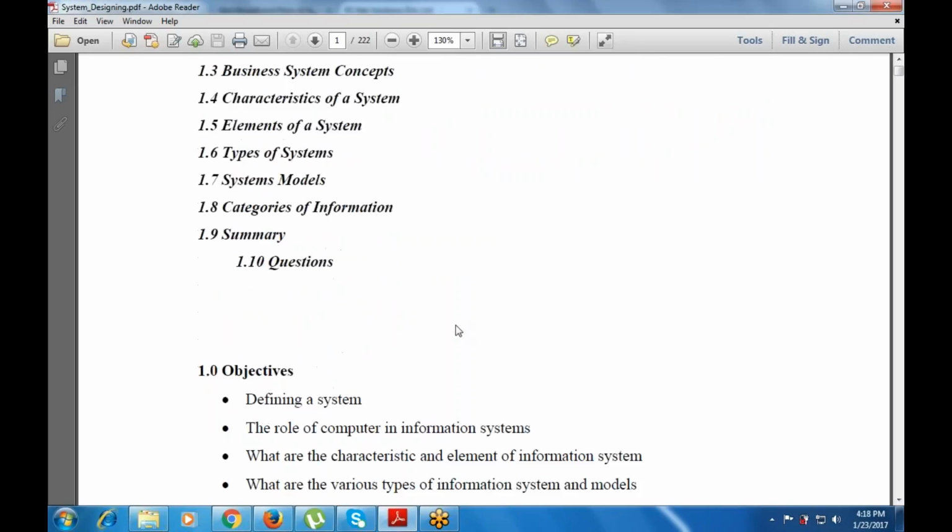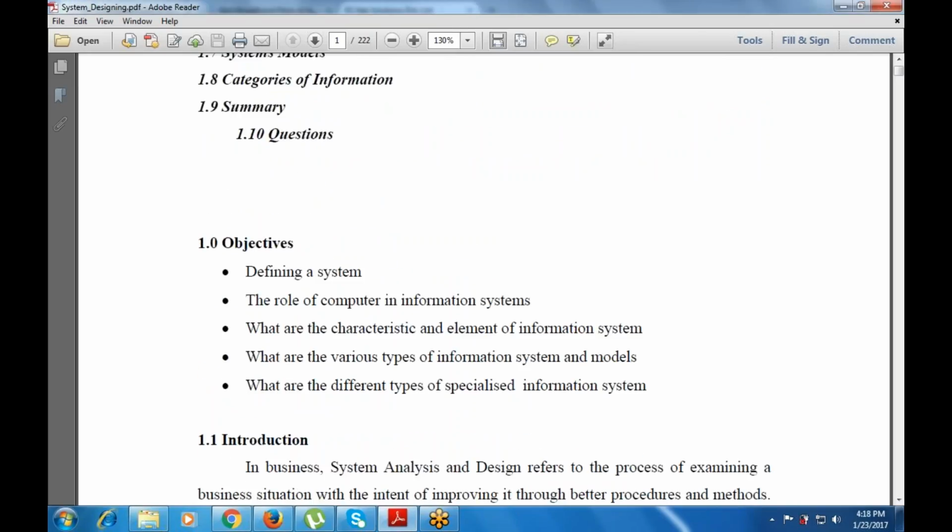So let's start with the first one, that is objective. The first one is defining a system. What is a system? How can we define a system? Then role of a computer in information system. What is the main role of the computer in the information system? Why is the computer very advantageous in the information system?